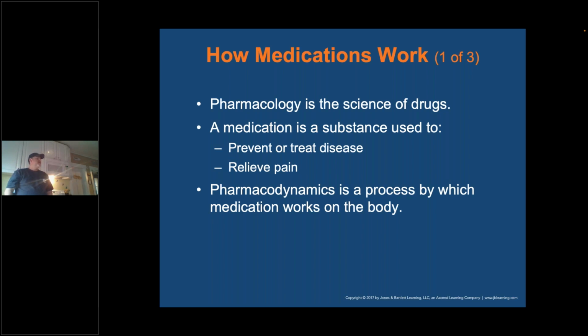So the pharmacodynamics is the process by which the medication works on the body. So I gave you a medication, nitro, the pharmacology being the science of the drug, the classification being a nitrate, and the pharmacodynamics being how the medication works. As it goes into the system, it causes widespread vasodilation, allowing the vasculature to become bigger to allow more blood flow.